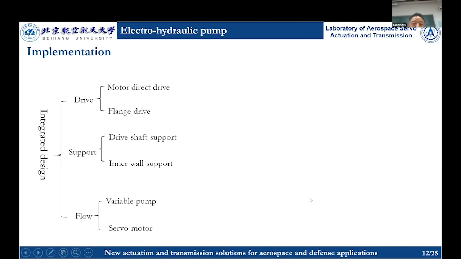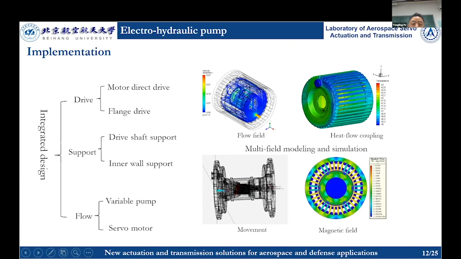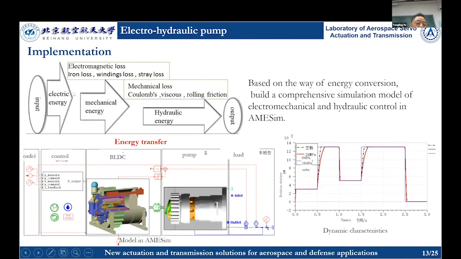This integrated type of electrohydraulic pump deals with flow field, heat flow coupling, and the magnetic field, etc. We must simulate carefully. From input to output, the energy transfer is from electric energy to mechanical energy to hydraulic energy. So based on the way of energy conversion, we must build a comprehensive simulation model of electromechanical and hydraulic control in AMESim.